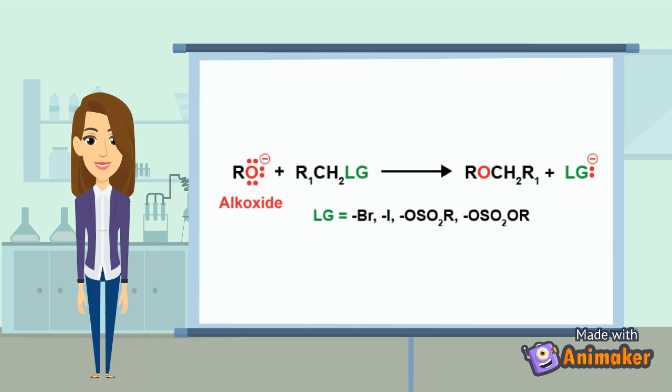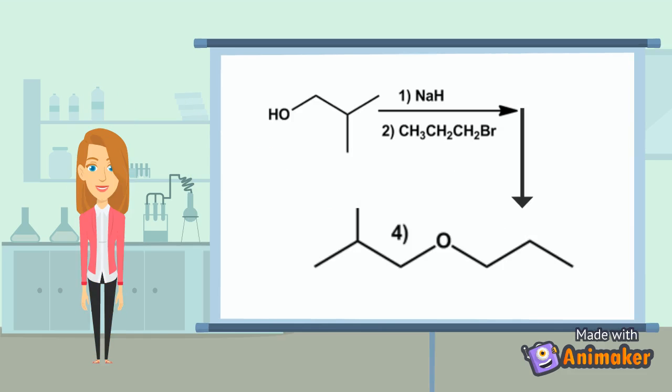An alkoxide nucleophile can be made by adding a reactive metal, such as sodium or potassium, or a sodium hydride like NaH to an alcohol. The reagents needed to make this reaction happen are most commonly Na and something like CH3CH2CH2Br. The CH3CH2CH2Br part will vary depending on the chain you want to add.